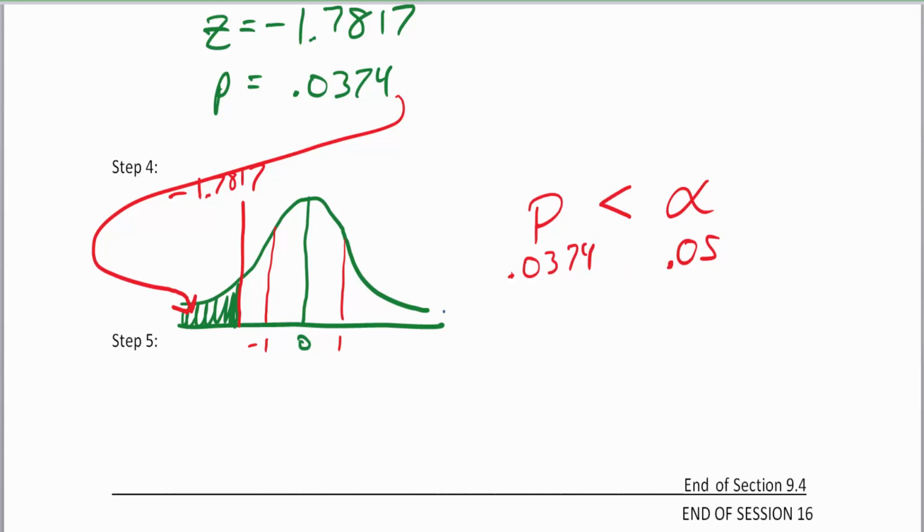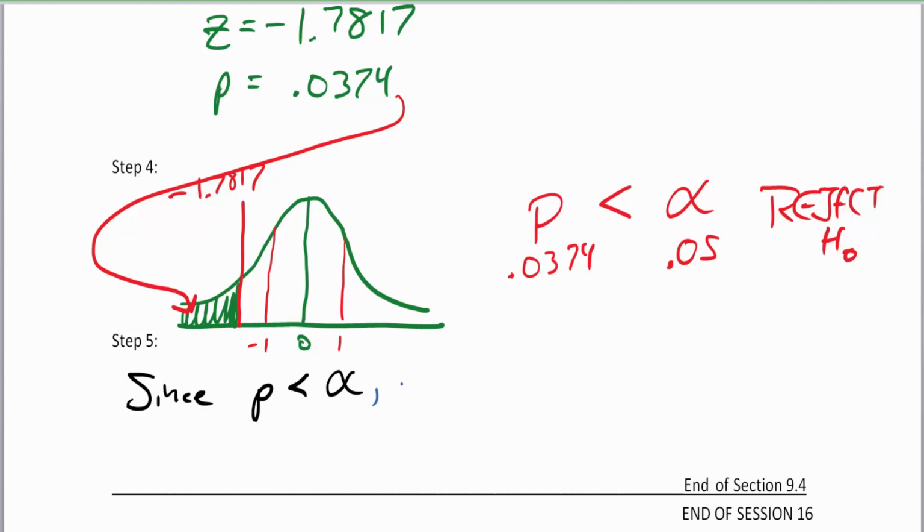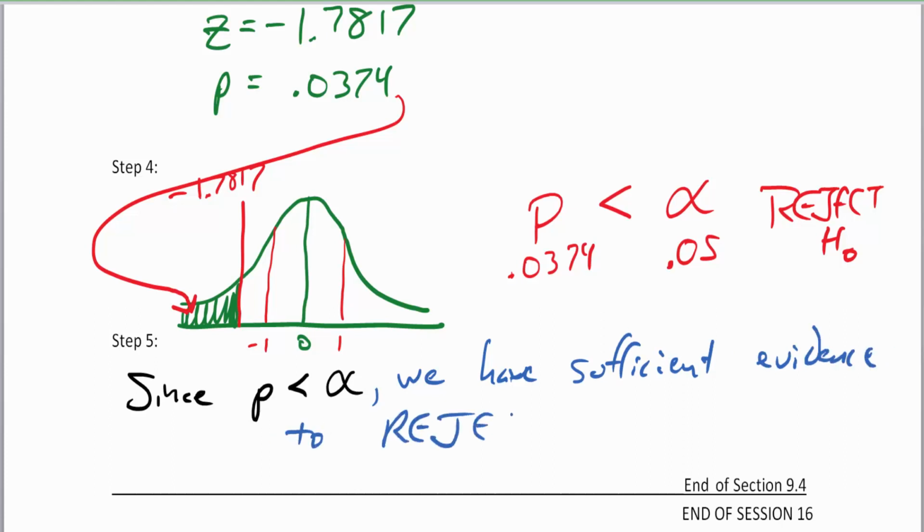It is less than. So we reject the null hypothesis, which means that in step 5, your statement, since p is less than alpha, and you need this for the paper pencil test, we have sufficient evidence to reject the null hypothesis.